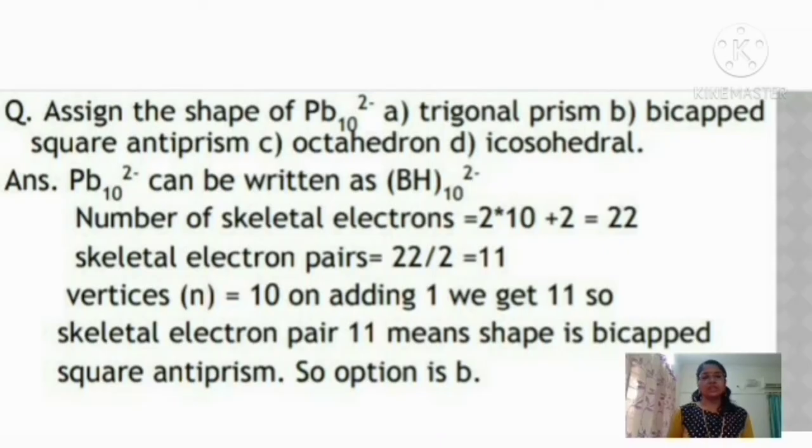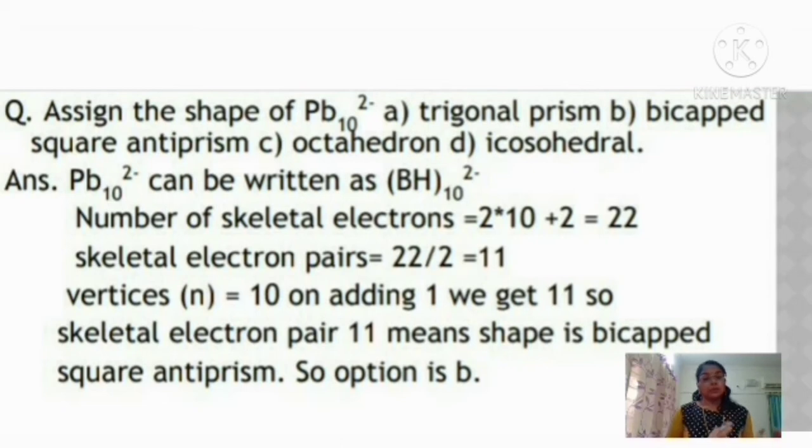Then according to Wade's rule, we have to find out the number of skeletal electrons and skeletal electron pairs. Each BH unit provides 2 electrons, so 2 into 10, and each negative charge contributes 1 electron, so 2 into 10 plus 2, which equals 22. After finding the skeletal electrons, we find the pairs: 22 by 2 equals 11.